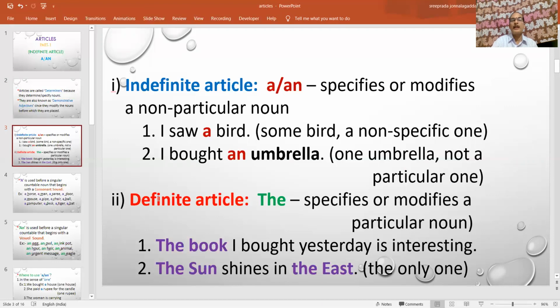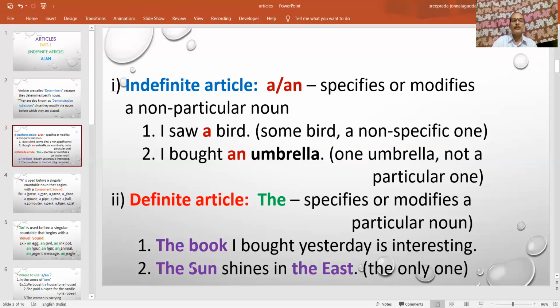Now, definite article. What is this definite article? The definite article, the, specifies or modifies a particular noun. That means it indicates the particular position of a noun. For example, the book I bought yesterday is interesting. Here, book is the noun. Which book is interesting? The book. The book means a specific one, the one which I bought yesterday, is interesting.